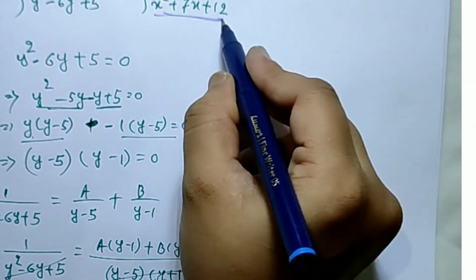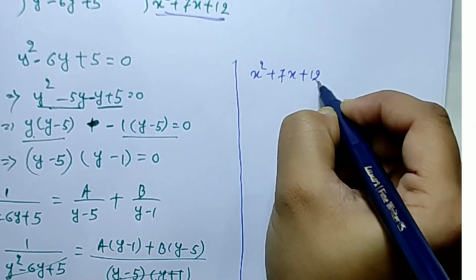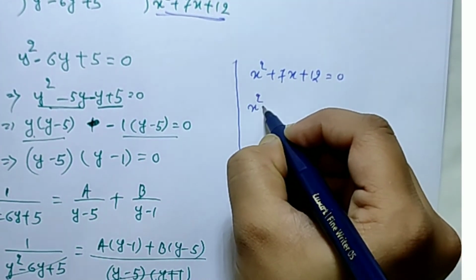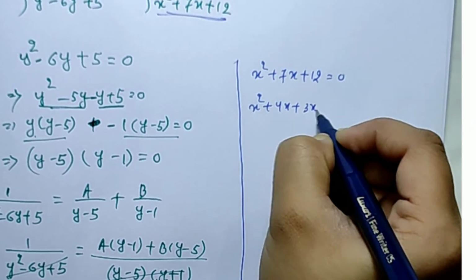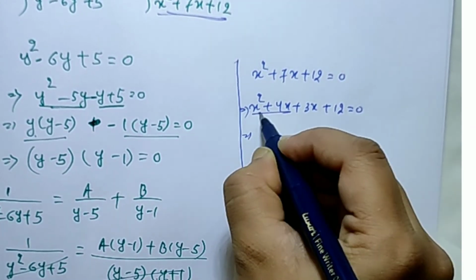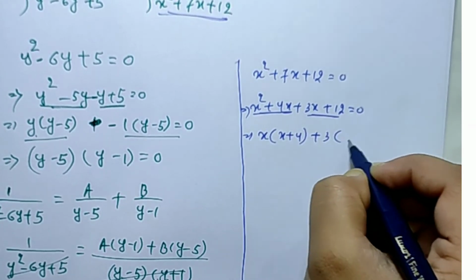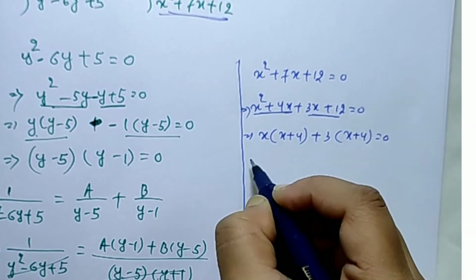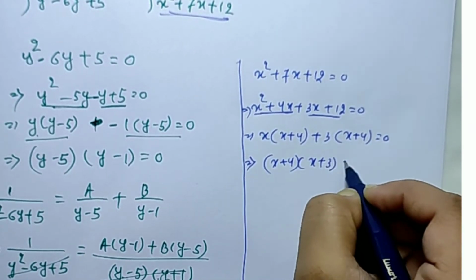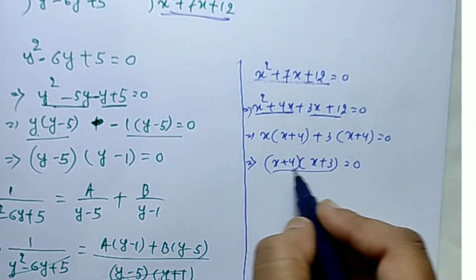Now we have to solve this as a partial fraction. So x square plus 7x plus 12 is equal to 0. So x square plus 4x plus 3x plus 12 is equal to 0. Implies taking x as common, x into (x plus 4), taking 3 as common, 3 into (x plus 4) is equal to 0. Implies (x plus 4) into (x plus 3) is equal to 0. These are the factors, so this polynomial can be factorized like this.